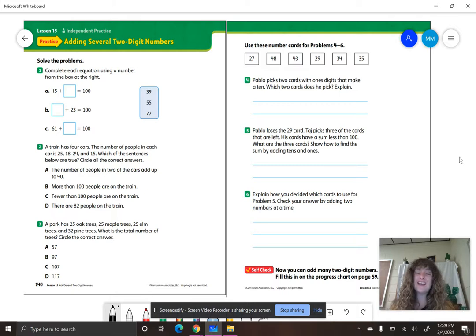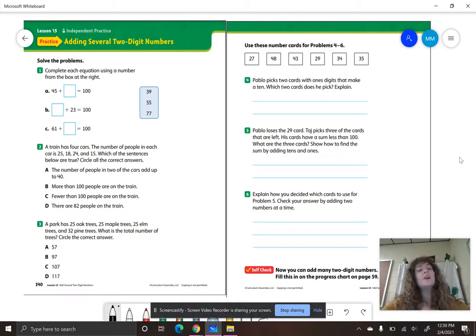So today our goal is to use our knowledge of adding 3 or more two-digit numbers to solve some word problems. So we are going to be practicing finding those two-digit numbers that have ones that can make a group of 10. So let's look at number 1 on page 140. It says complete each box using a number from the box at the right.